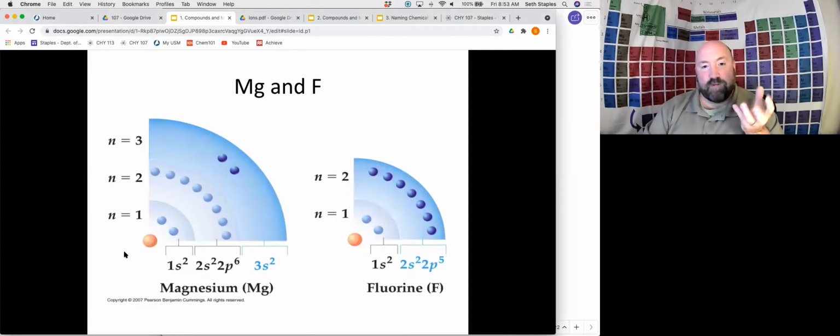This is just another way to visualize things. So if I've got magnesium and fluorine coming together, magnesium has 2 electrons in its outer shell. Fluorine has 7. In order for both of these to have full outer shells, magnesium, as a metal, wants to get rid of these 2 electrons. When it does that, the outer shell will be shell 2, and shell 2 is full. So if magnesium can ditch these 2, it'll have a full outer shell. Fluorine, on the other hand, if it can gain 1, will have a full outer shell.